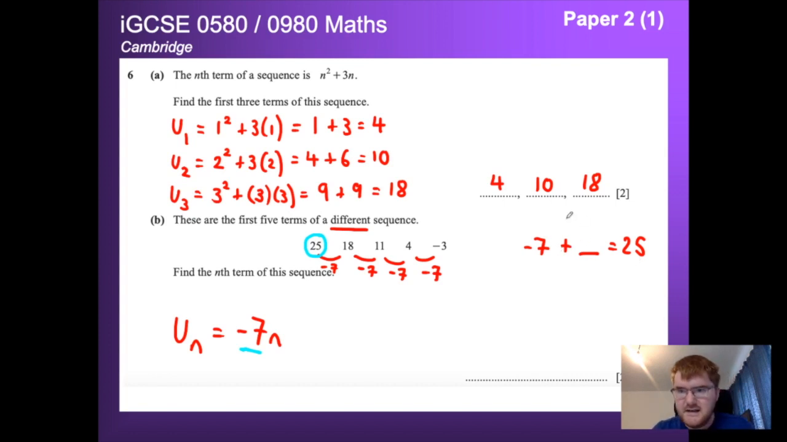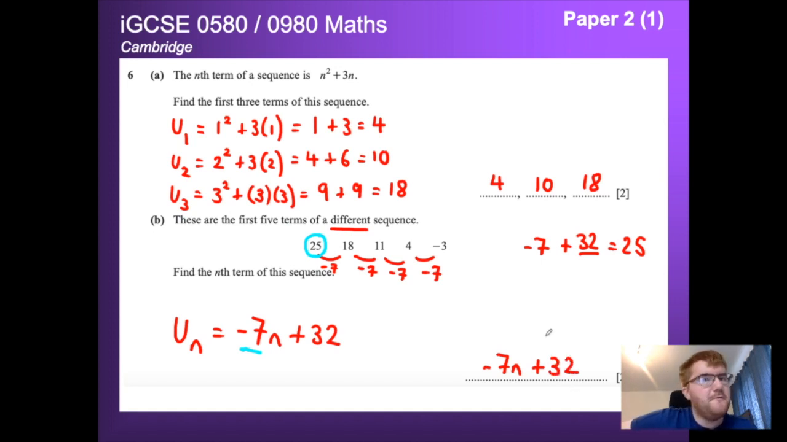And hopefully you can see at home that the number must be 32. Again, check on your calculator. This is why we have our calculator there. So minus 7 plus 32 gives me that first term 25. So I need to add that onto my nth term. So the final answer is minus 7n plus 32. You could reverse this around. It looks a little bit better algebraically, but both answers are acceptable. So key thing, find the common difference for a linear sequence. What do you do to the minus 7 to get to the first number 25? Well, I need to add on 32.